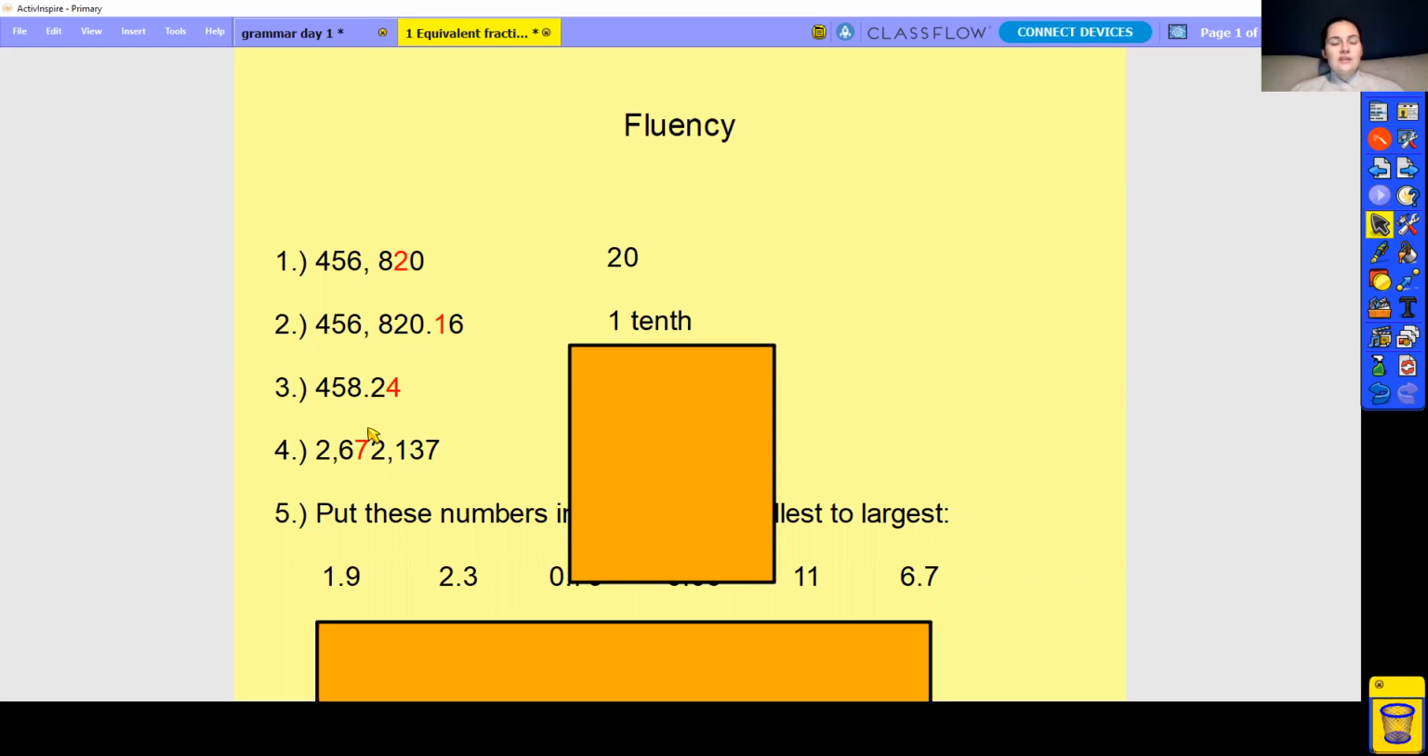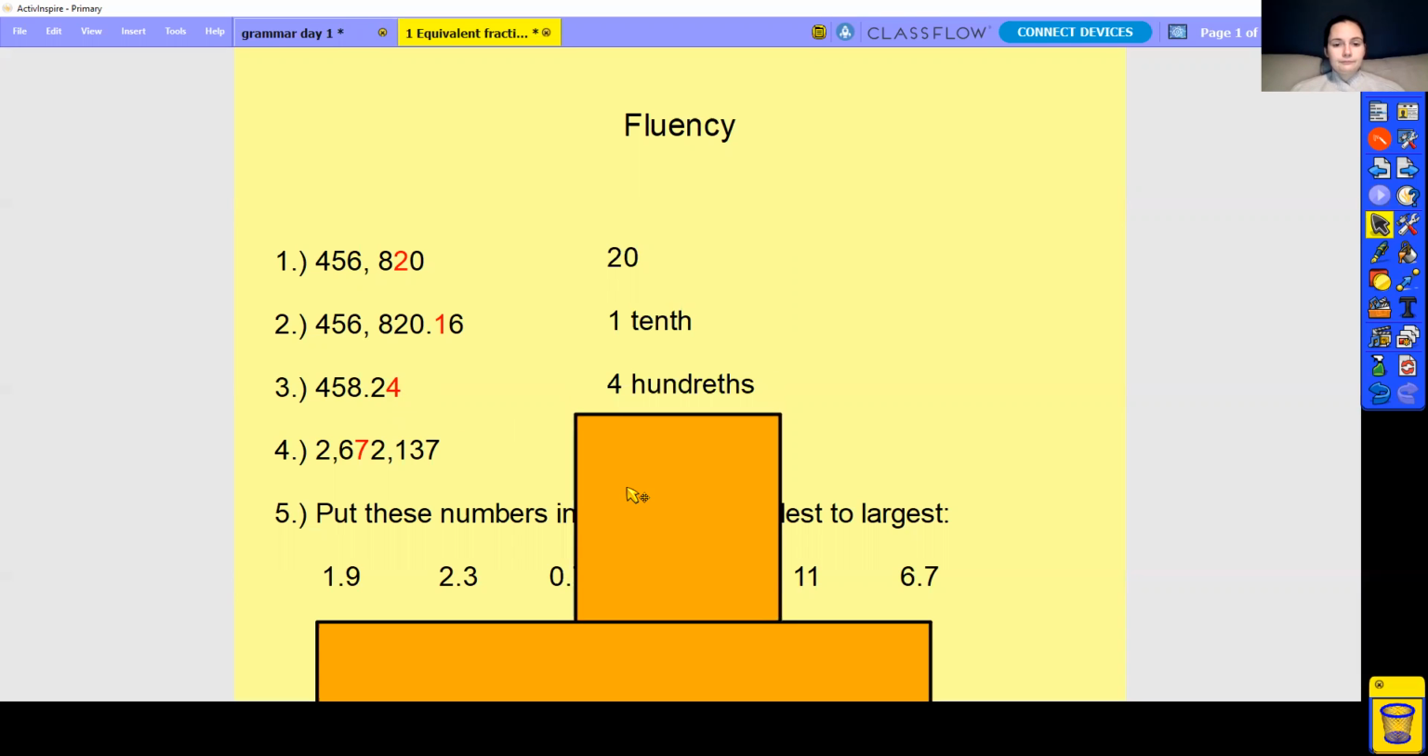This one here, you've got 458.24. The 4 is the one that's in red. This one, as we've already said, is the tenths column, and what comes after tenths is the hundredths. So this is 4 hundredths, okay?